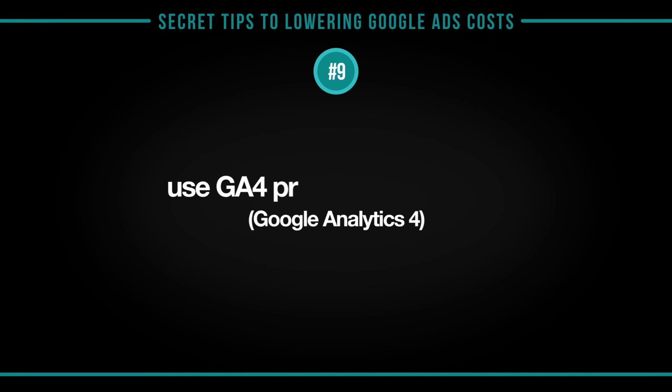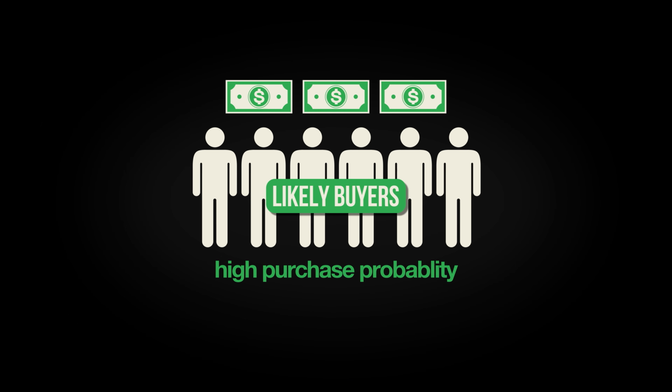Number 9 is to use GA4 predictive audiences. So things like likely buyers, high purchase probability, import those into Google Ads. And that provides signal to Google to say, start by advertising to these people. They are more likely to purchase. And it helps prevent wasted ad spend on people that are less likely to purchase.